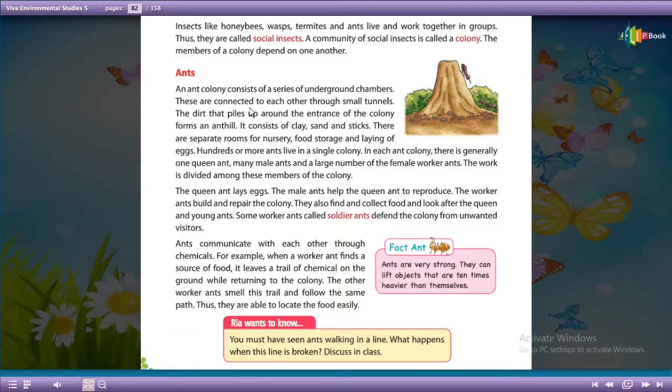These are connected to each other through small tunnels. So, these chambers are connected, one chamber with another, through small tunnels.